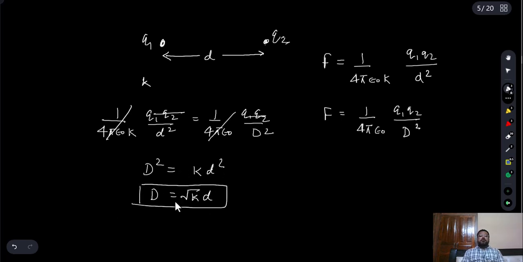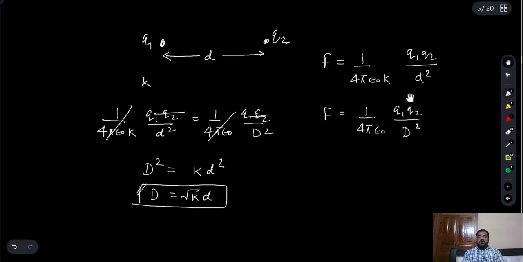So the new distance will be nothing but root k times the original distance, and this was one of the options given. This was a recent question asked in JEE Mains 2023. So you can easily see how the questions are framed, and how easy they are if you know the concept properly.